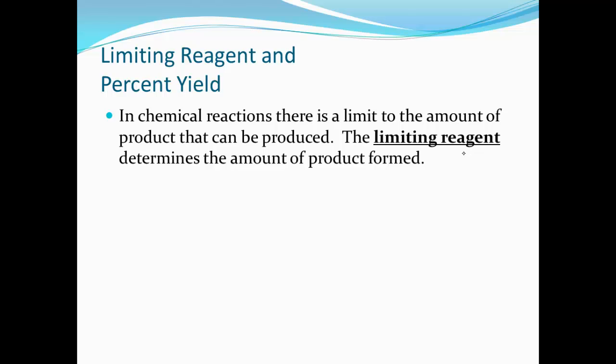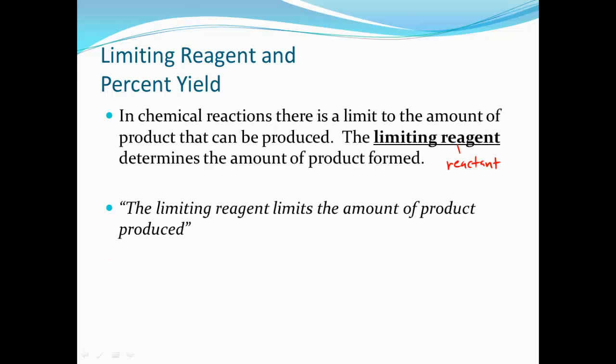I often interchange these terms and call this the limiting reactant because it is on the reactant side. The limiting reactant determines the amount of product that will be formed because it's limiting. So the limiting reagent limits the amount of product produced. You'll hear me say this a lot in class. Okay, but that's the key: the limiting reagent limits the amount of product produced, or the limiting reactant limits the amount of product produced.